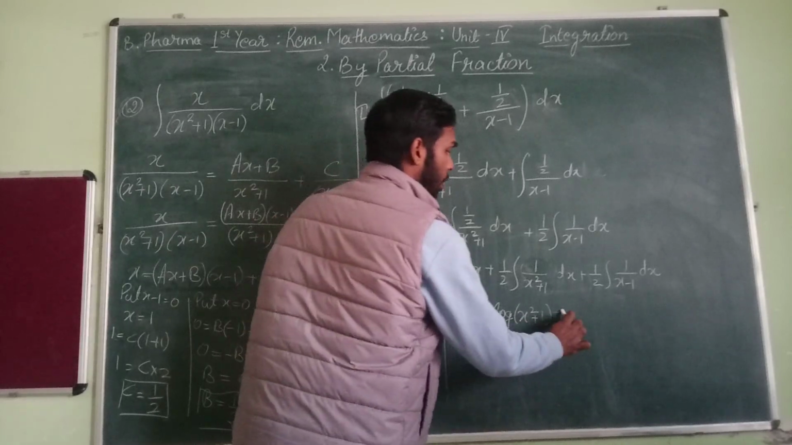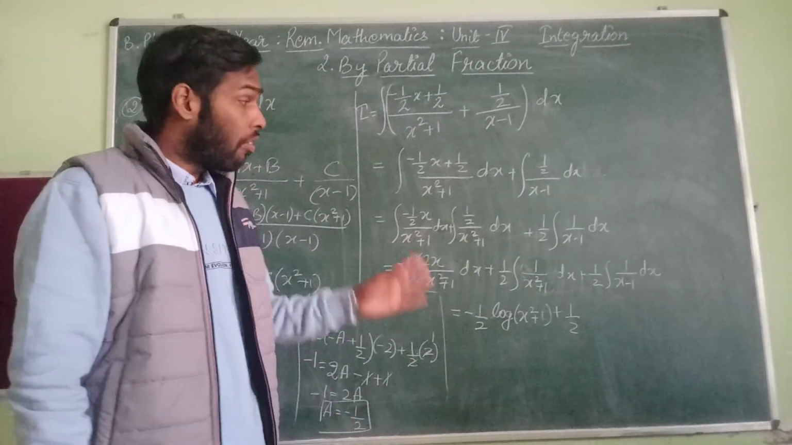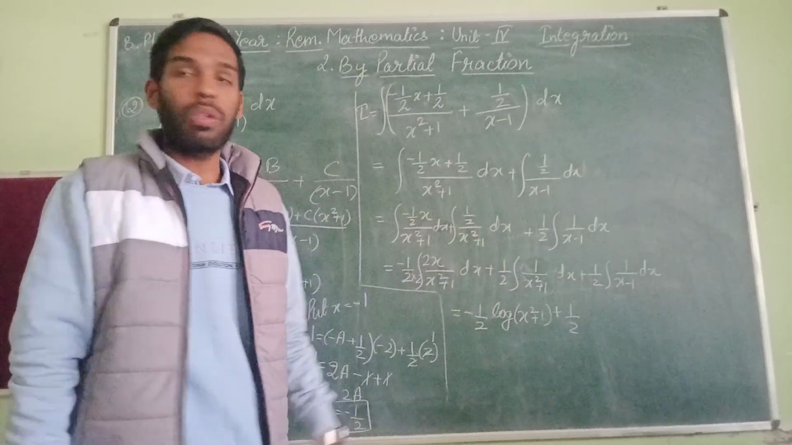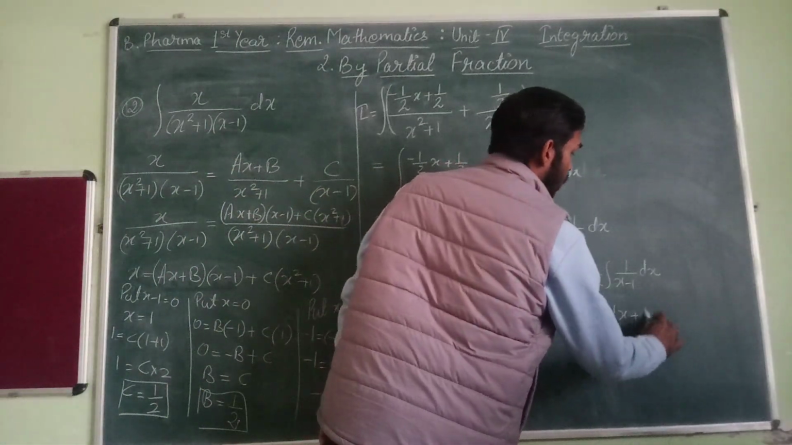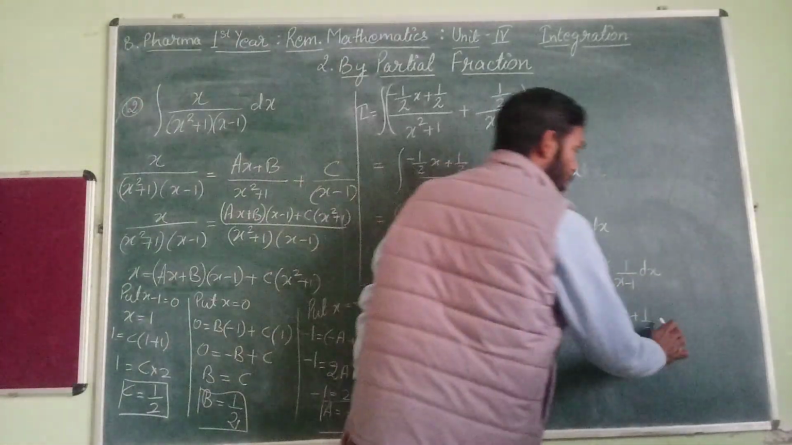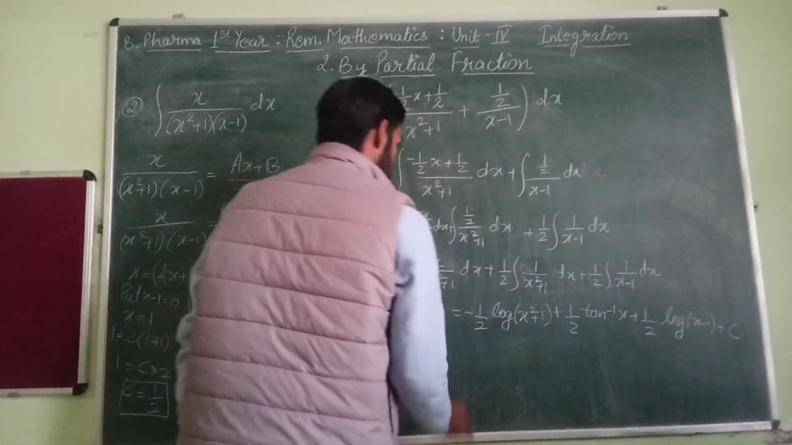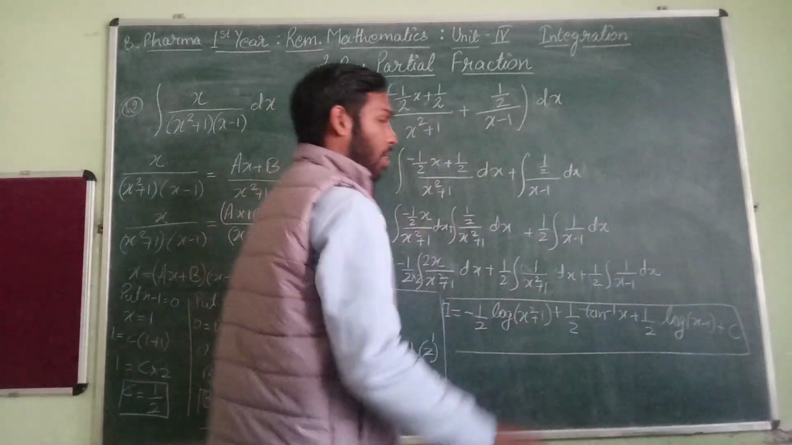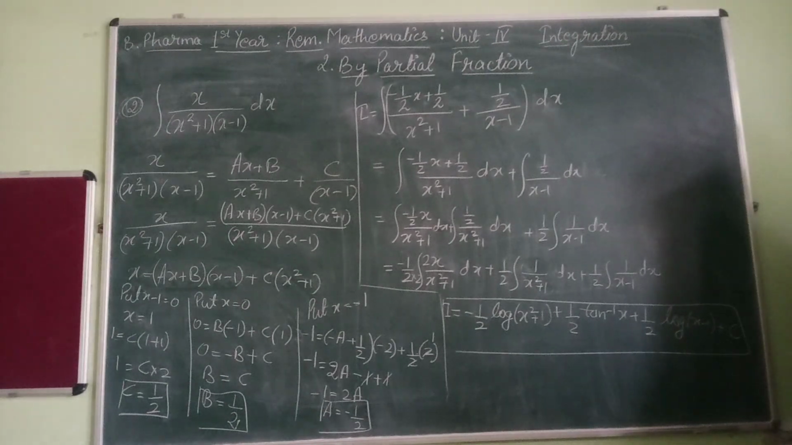Plus half, what is the integration of 1 upon x square plus 1? 1 upon x square plus 1, or 1 plus x square, is the same thing. So the integration of 1 upon x square plus 1 is tan inverse x. Plus half, what is the integration of 1 upon x minus 1? That is log of x minus 1, plus c. That's it.